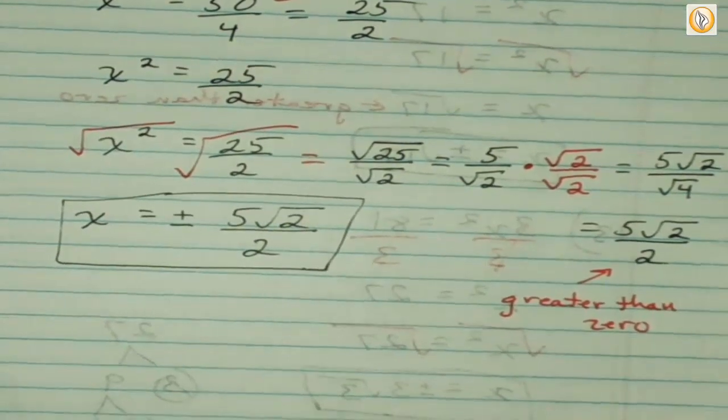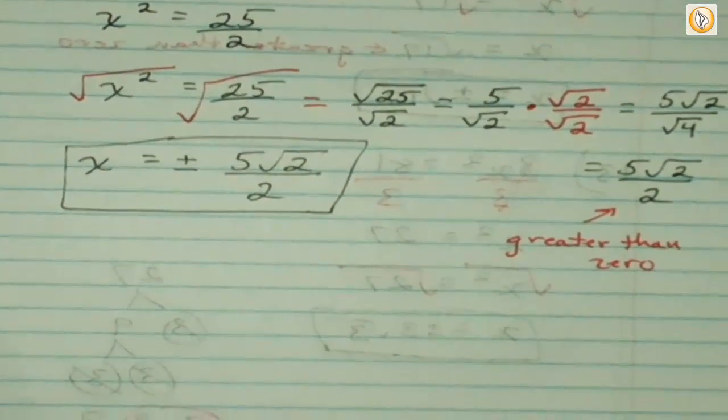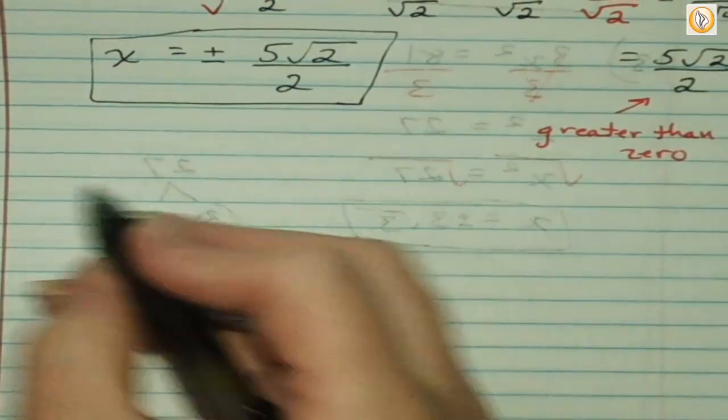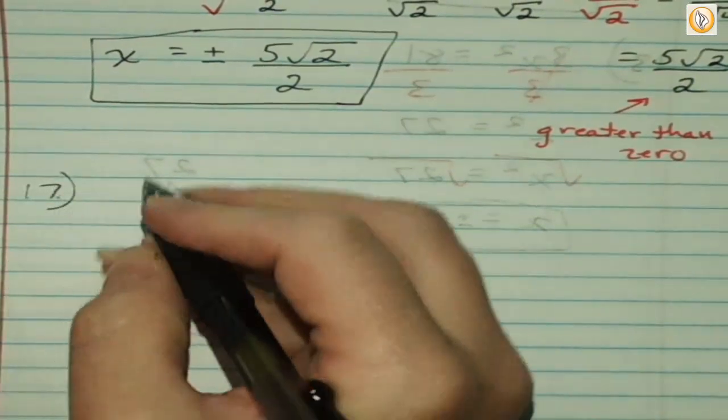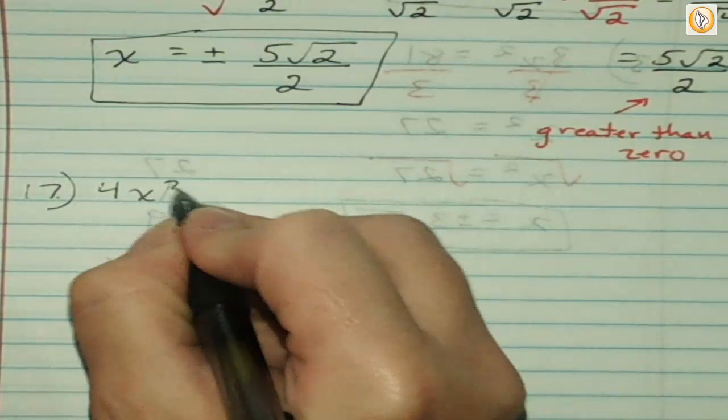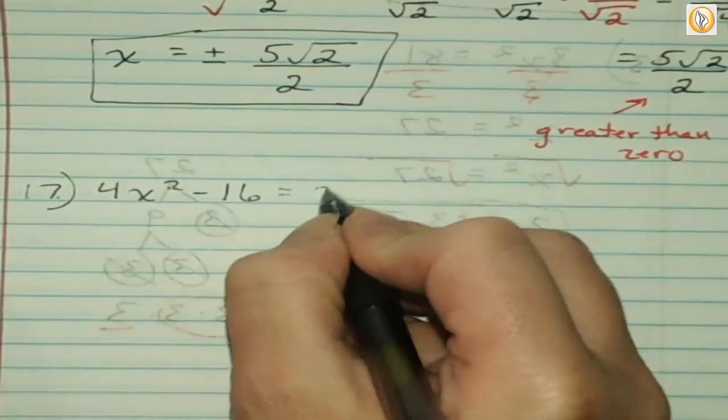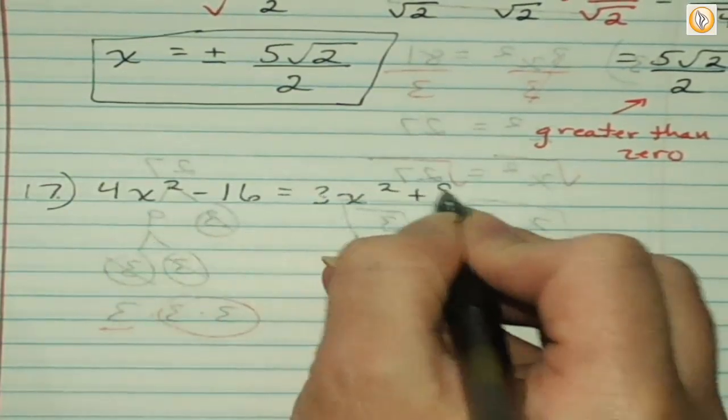That's only 15, so you know they're going to be crazy. All right, 17. Taylor. 4x squared minus 16 equals 3x squared plus 9.